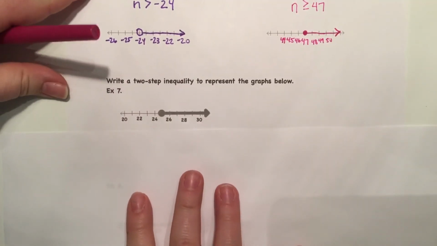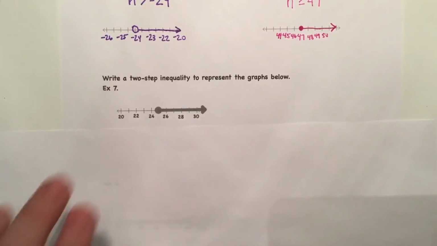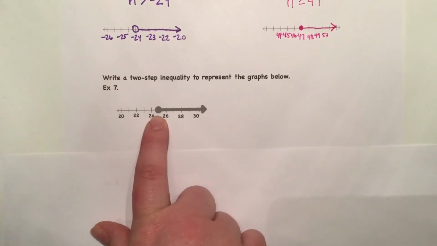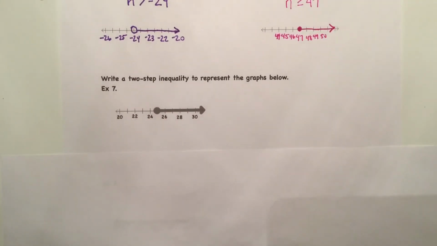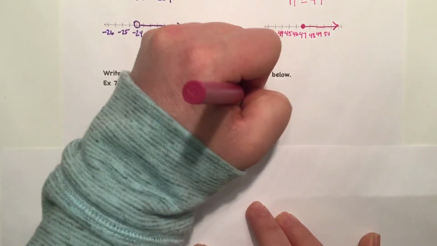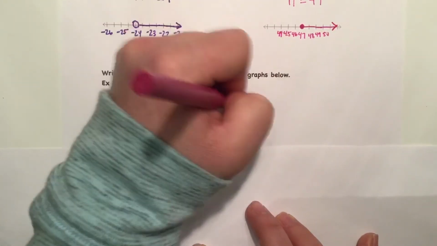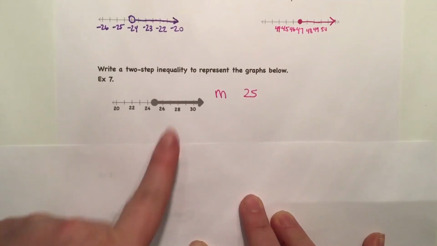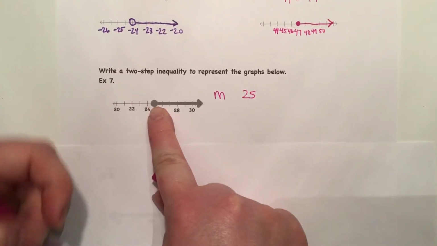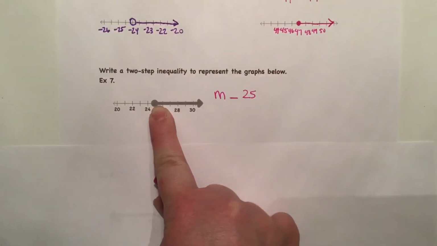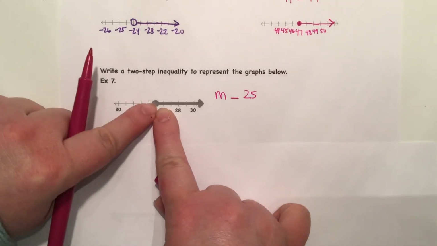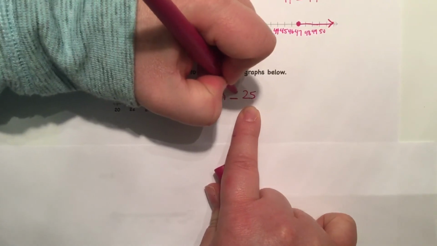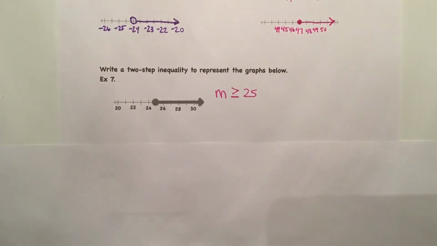So if we look here at example 7, okay, I have an inequality graph here in which my dot is between the 24 and the 26, which means that my dot is going to be at 25. So I'm going to use the variable m for McMahon. And since I see that it's a filled in dot, I know I'm going to have the or equal to sign. And since my shading is going towards the greater numbers for 25, I know that m has to be greater than or equal to 25.